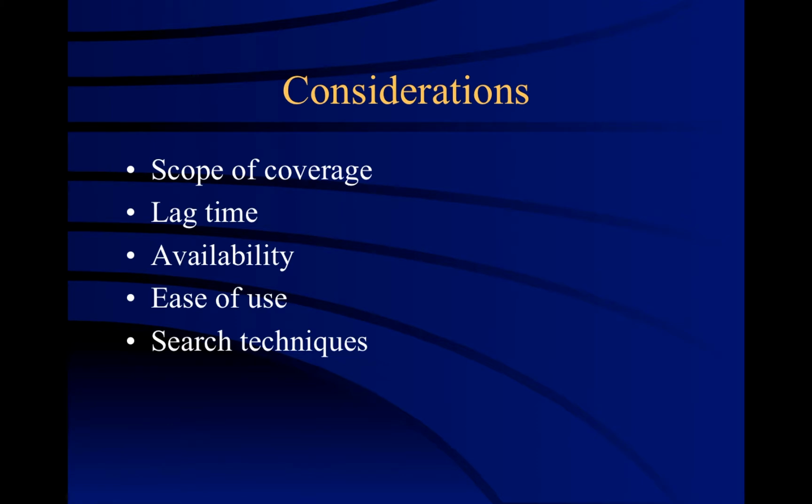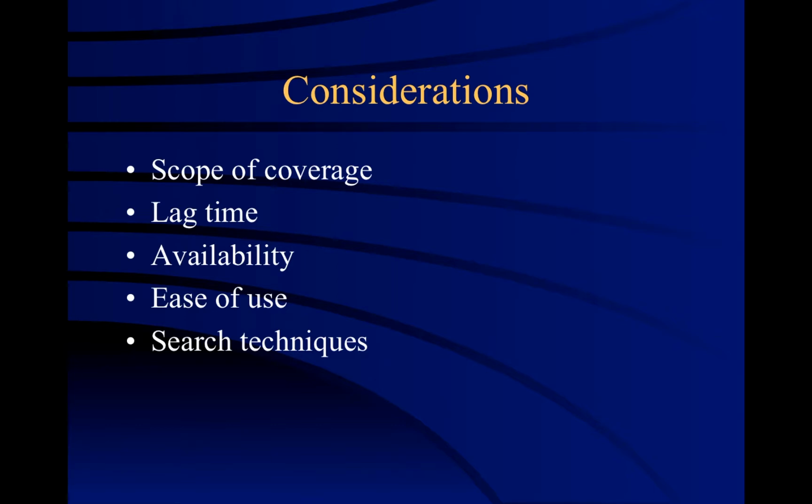There are several considerations you need to take into account when using secondary resources. The scope of coverage, the lag time of the source, cost and availability, and ease of use should all be considered when determining which secondary resource to use and potentially which secondary source hospitals and universities choose to subscribe.